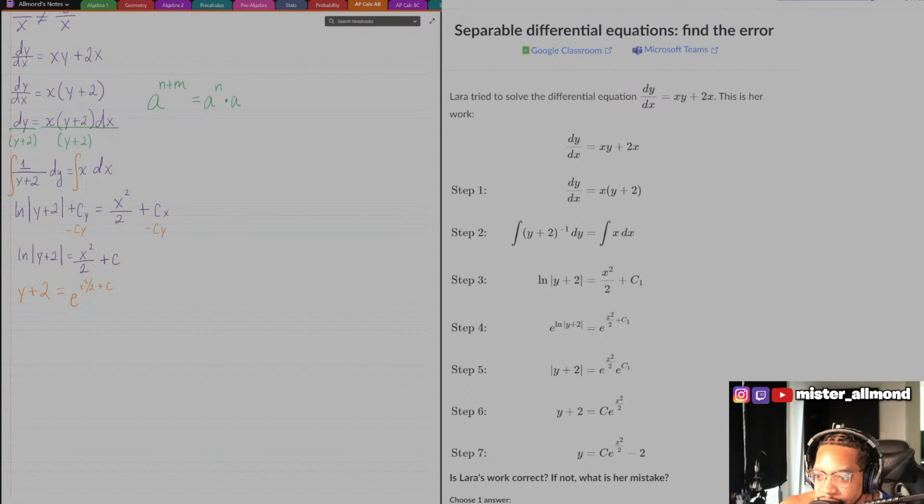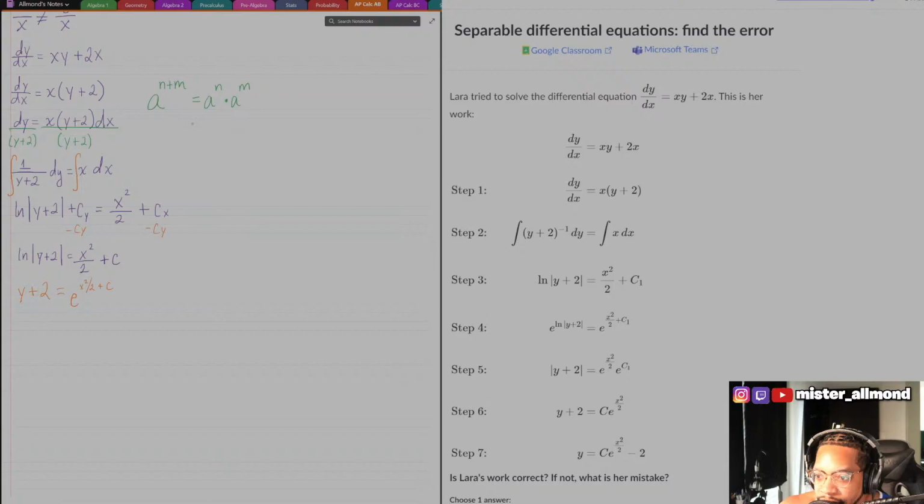I don't know if y'all remember that from algebra 1 or something. A to the n plus m is the same thing as a to the n times a to the m. Yes. Okay.